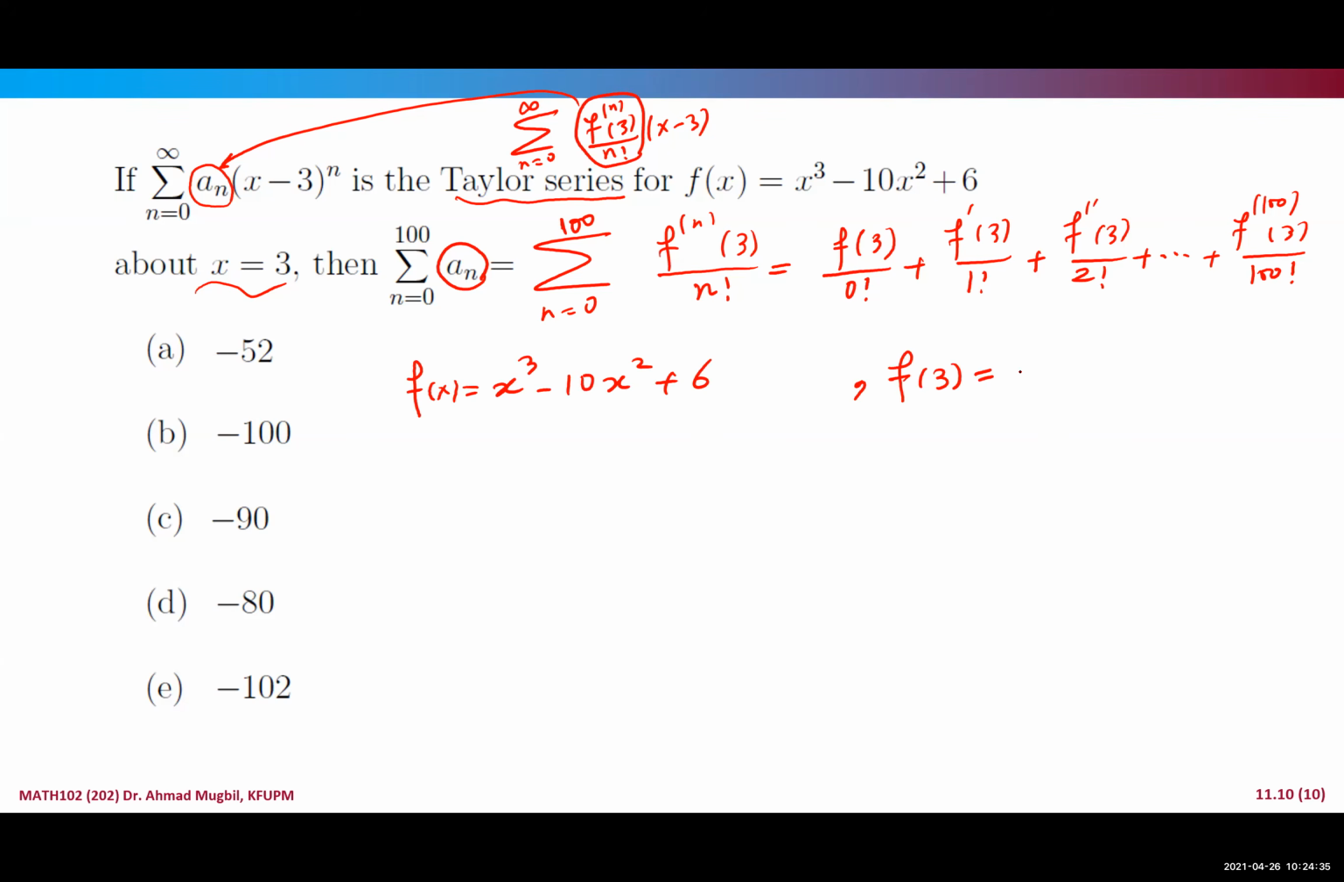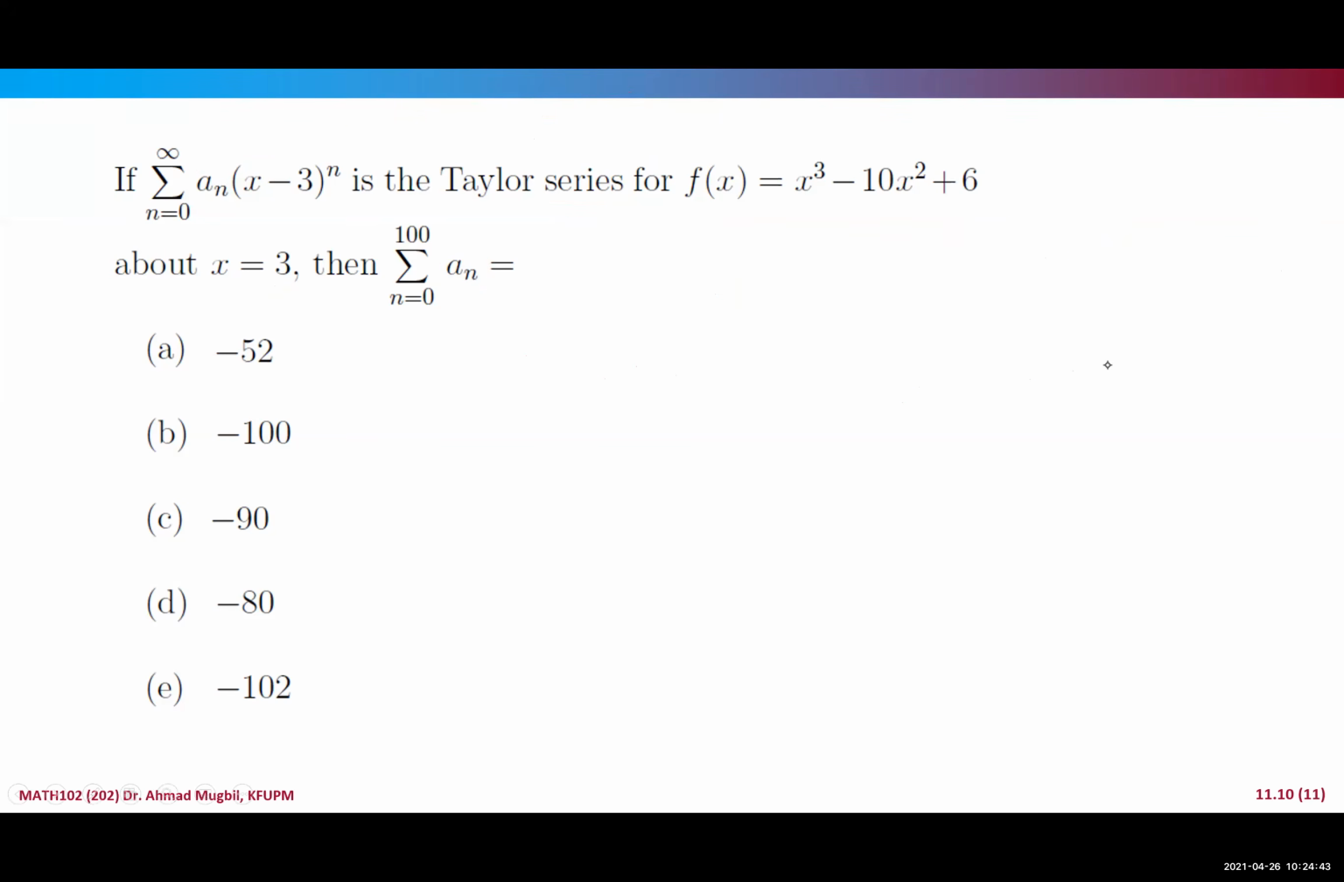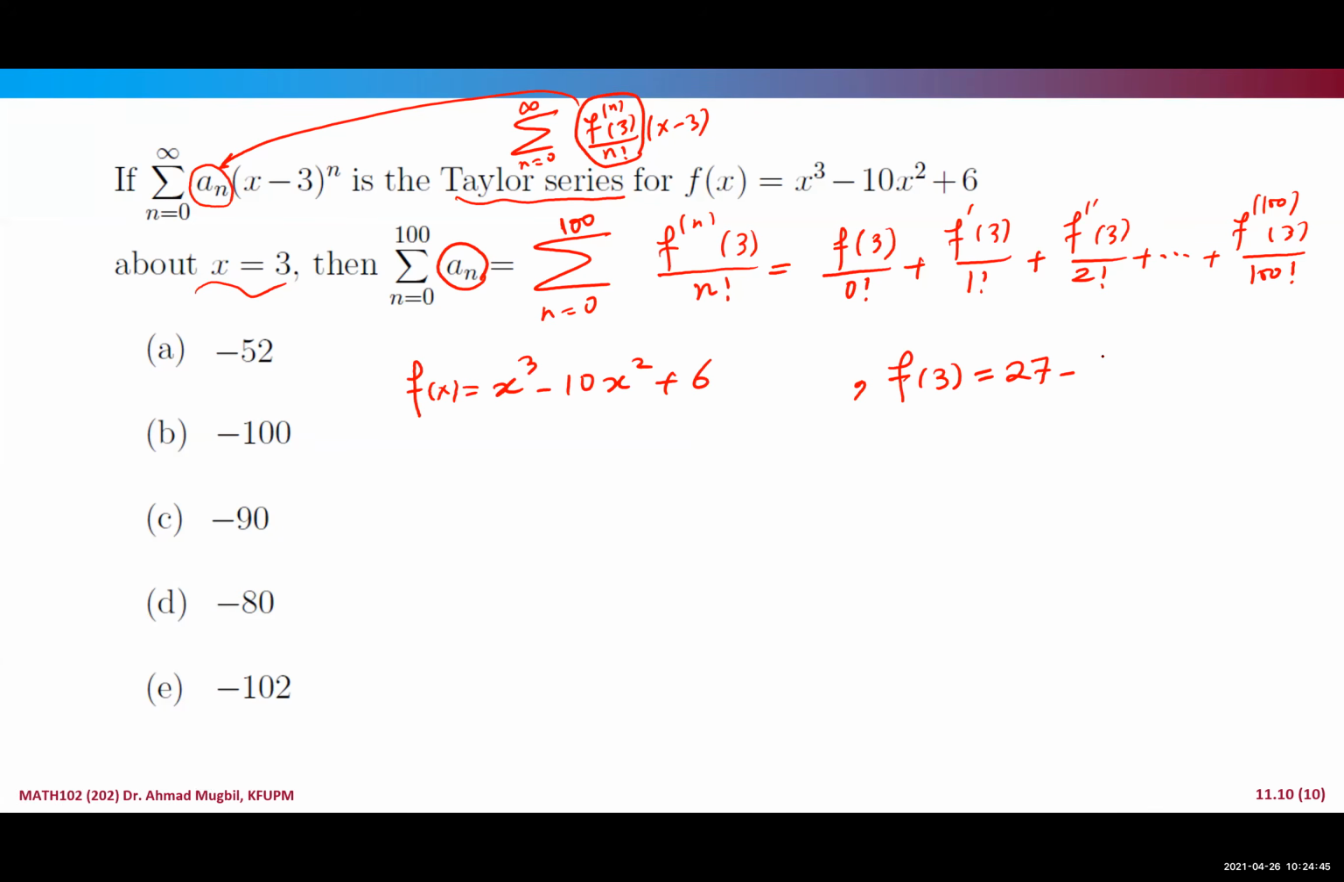What will it be, guys? When we substitute x with 3, we will have 27 minus 9 times 10, it is 90, plus 6. What is this? This is minus 57. Minus 57, yes. Good.